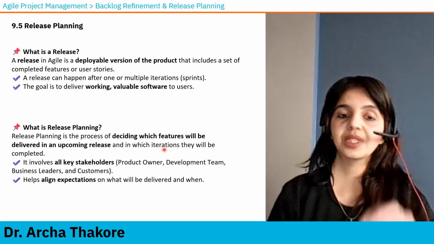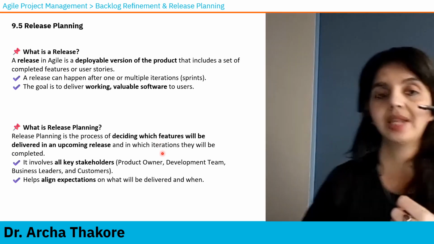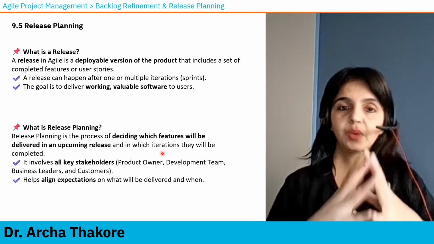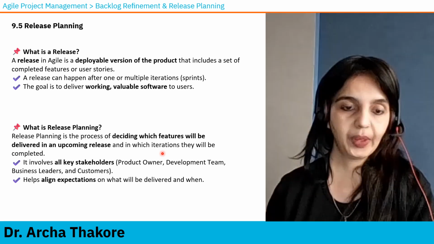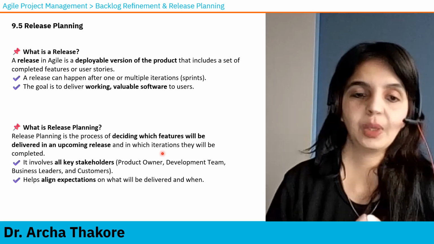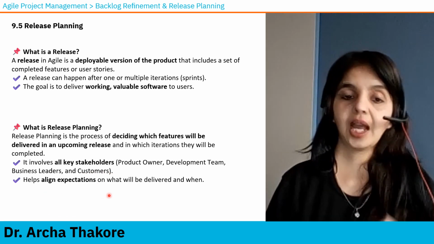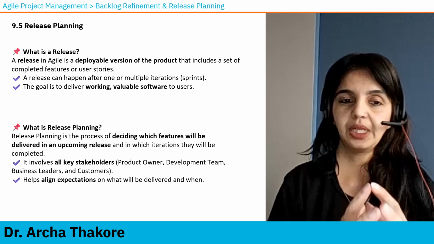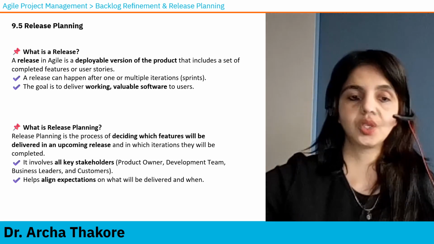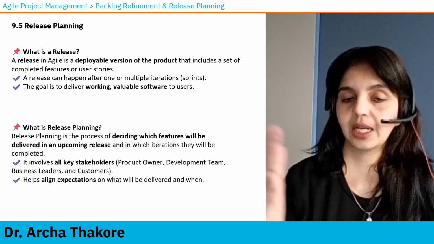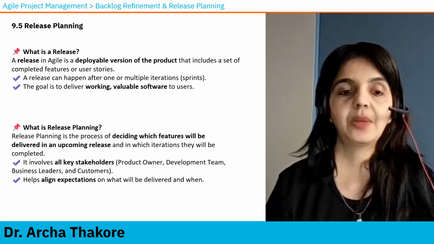Release planning is the process of deciding which features will be delivered. So we understood what is a release. Now what is release planning? To decide what are the features, what are the stories that will make a release happen, and how many iterations will be needed. It involves all key stakeholders. It helps align expectations. So it's a collaborative meeting where you agree that after 3 iterations we will have completed this feature, and that is a release that is going to be completed.